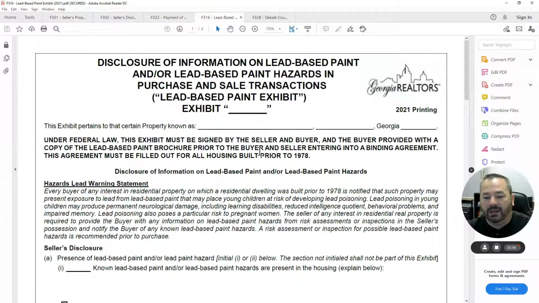And why that's important is this is not just a Georgia Association of Realtors requirement, not a GREC requirement. This is a federal law requirement that any property built before 1978 or has fixtures built before 1978 has to have this form. And if you do not have this form, or if you have not filled this form out correctly, the fines and the penalties are punitive.